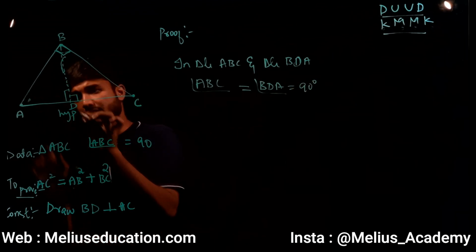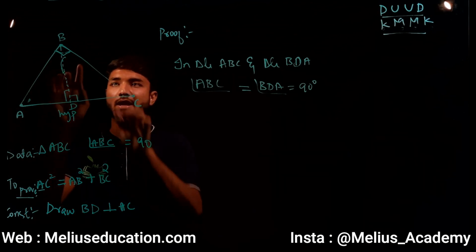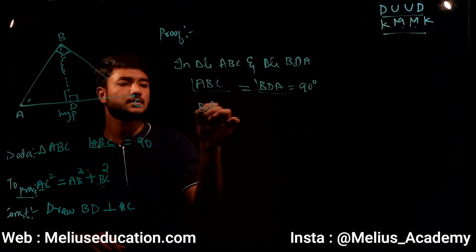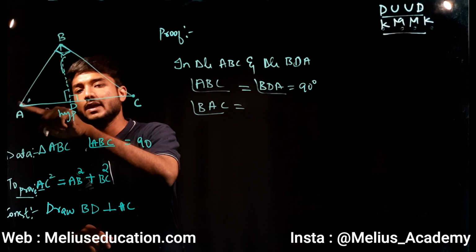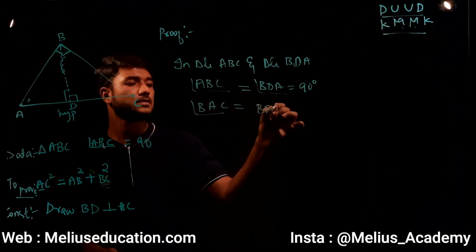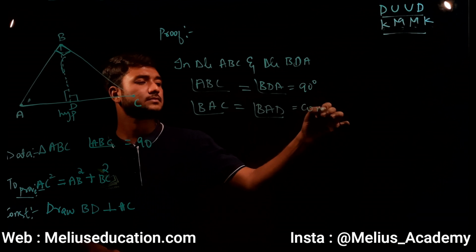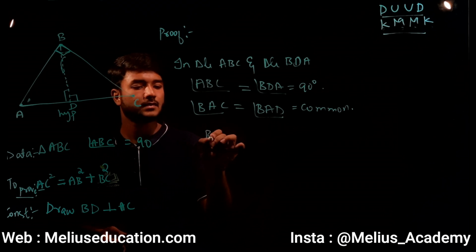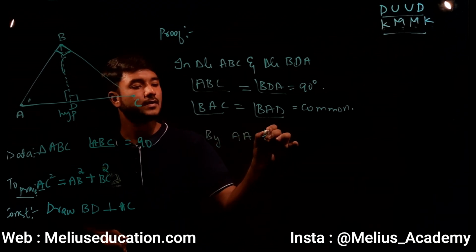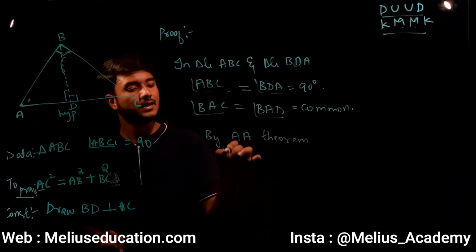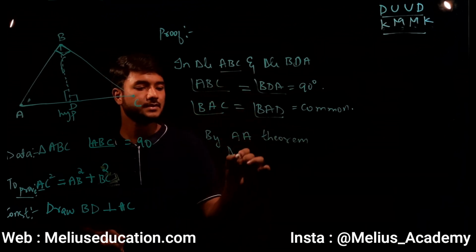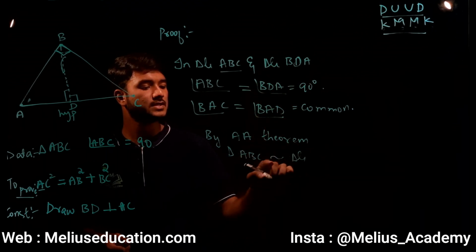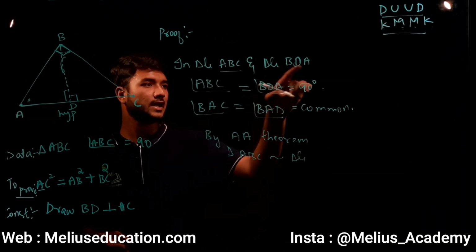Now when you observe that the angle A is also present in the smaller triangle as well as in the bigger triangle. So angle A, that is BAC, is equal to BAD in the smaller triangle. So this is common. So two angles have been proved equal by AA theorem. Triangle ABC is similar to triangle BDA. This is the symbol for similar, a sleeping S.